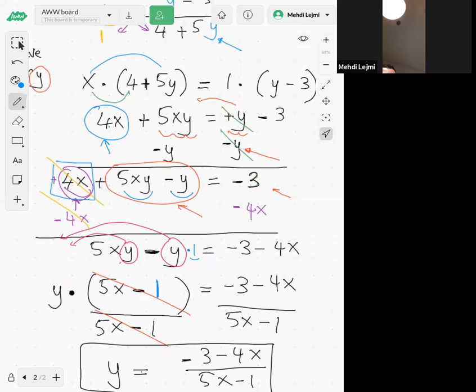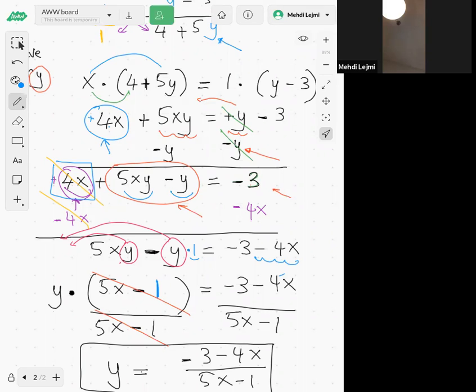So the idea would be to get rid of this 4x. And how do we get rid of this 4x? It's a plus 4x, so just subtract 4x. That's why on the right side, now I have minus 4x. But again, it's not about first number or second number.